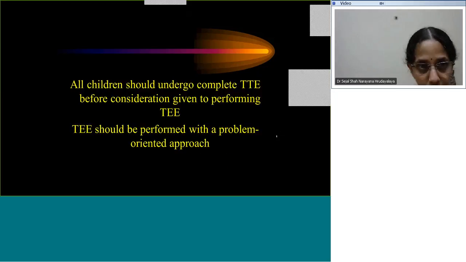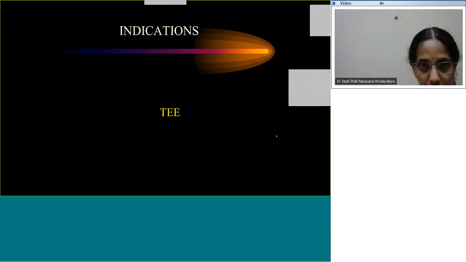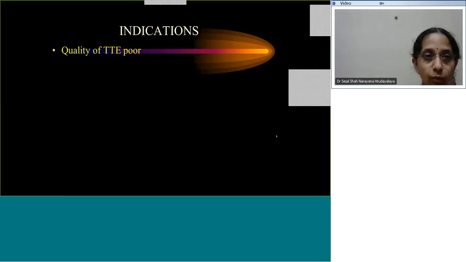First and foremost, the most important understanding is whenever we consider a transesophageal echo, we need to make sure that we have a transthoracic echo done with a complete understanding, and then only TEE is considered with a problem-oriented approach. So when do we consider transesophageal echo? One is when the quality of transthoracic echo is poor, or sometimes transthoracic windows are impeded.